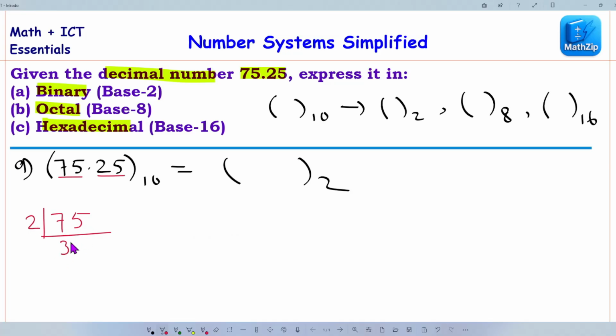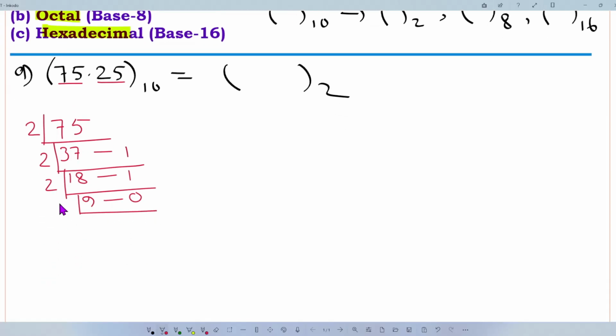75 divided by 2 is 37, so remainder 1. Again we will divide by 2, so here is 18, again remainder 1. Then divide by 2, here is 9, remainder 0. Then divide by 2, here is 4, remainder 1. Divide by 2, so here is 2, remainder 0. And finally divide by 2, here is 1 and remainder 0, right? So what next? Next again we will divide by 2, so here is 0 and remainder 1.